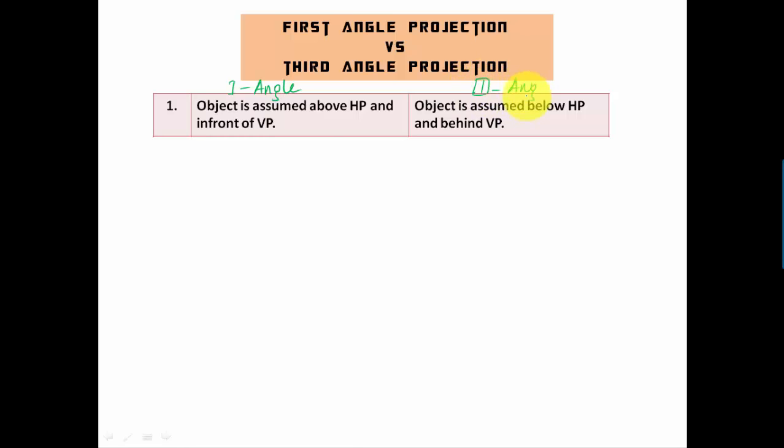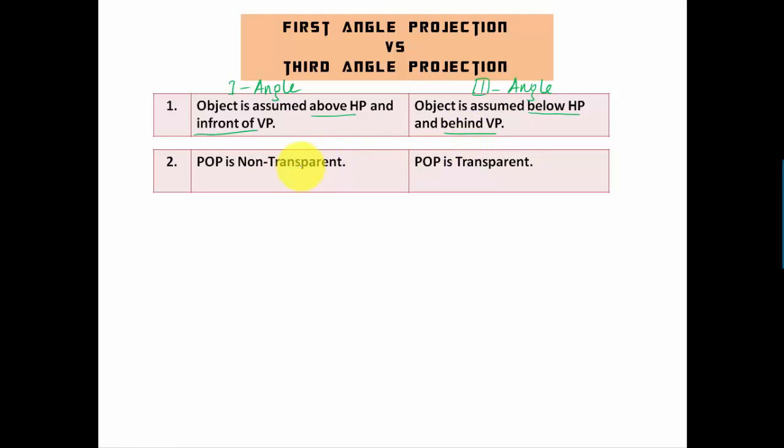When you speak of first angle projection, the object is assumed above HP and in front of VP, and when you speak of projection done in third angle, you have the object below HP and behind VP. Moving ahead, the plane of projection in first angle projection is non-transparent. But in third angle projection, you have the observer, then the plane of projection, and behind this plane of projection you have the object. So in order to visualize this object properly, you have to make this plane of projection transparent. That's why it is being made transparent.